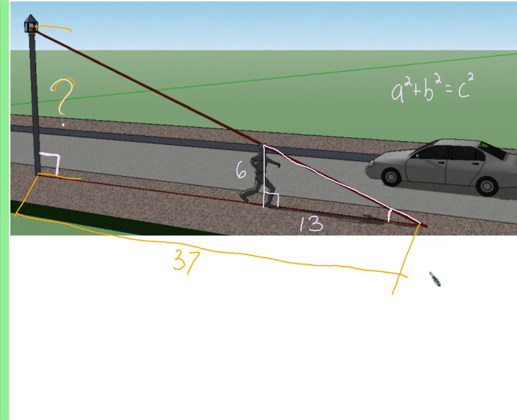So 37 is the whole angle. Not angle, but this whole side. Like, side, yeah. And 13 is part of that, so 13 plus something is equal to 37. Sure, and Brent found it, it's 24, right? But that's the horizontal distance. Destiny?